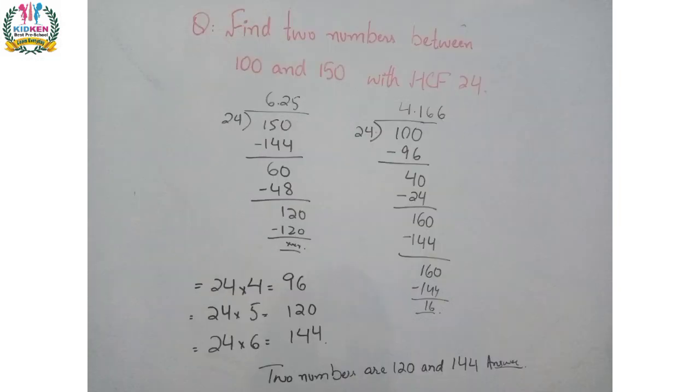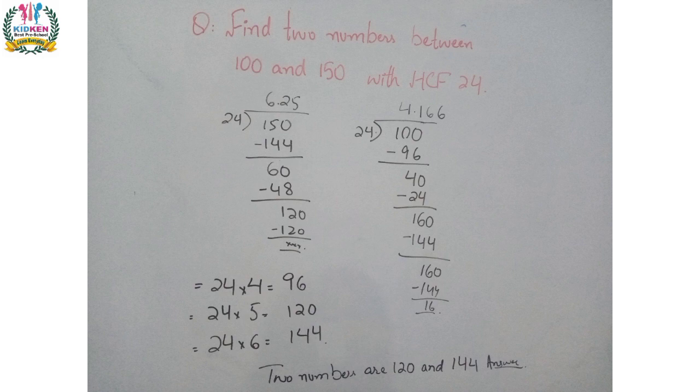Next question is: find the two numbers between 100 and 150 with HCF 24. So the given HCF is 24, and you have to find two numbers between 100 and 150. Simply, you can divide 150 by 24 to find the approximate multiples. So we firstly divide 150 by 24 and 100 by 24. 150 divided by 24 gives 6.25, and 100 divided by 24 gives 4.166.